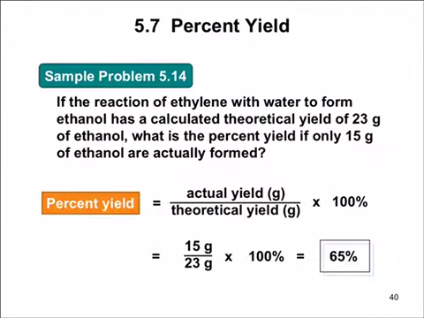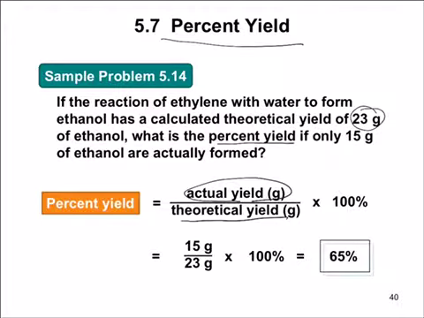So when a chemist does a reaction, we often like to talk about our efficiency. This is what we would call a percent yield. The percent yield is simply how much we make, our actual yield, over how much we should have made, our theoretical yield. So in our example problem here, if the reaction of ethylene with water to form ethanol has a calculated theoretical yield of 23 grams, that's what we just calculated in that previous problem, what is the percent yield if only 15 grams of ethanol are actually formed? So that is our actual yield. If I take my actual yield over my theoretical yield, I see that I'm only 65% successful for this reaction.